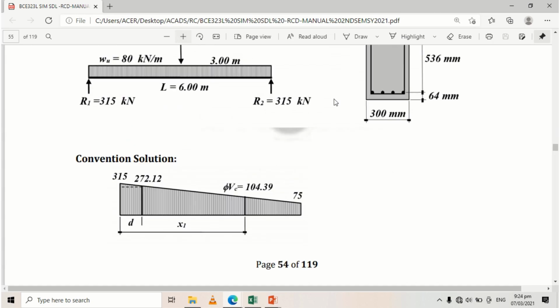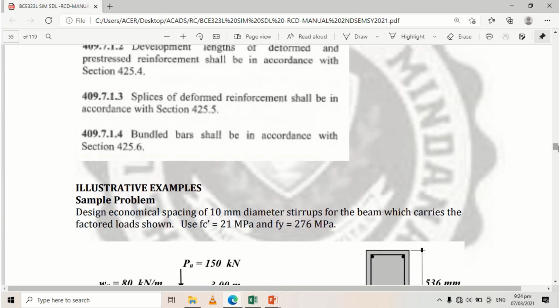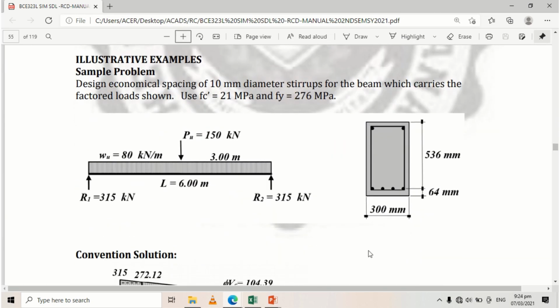Zoom natin. So, for the next example, design economical spacing of 10 mm diameter stirrup for beam which carries the factored loads shown. Use fc' equal to 21 megapascal and fy equal to 276 megapascal. So here, the difference from the first problem is that in the first problem, kinukuha natin yung maximum spacing. Dito, mag-design tayo ng economical spacing.